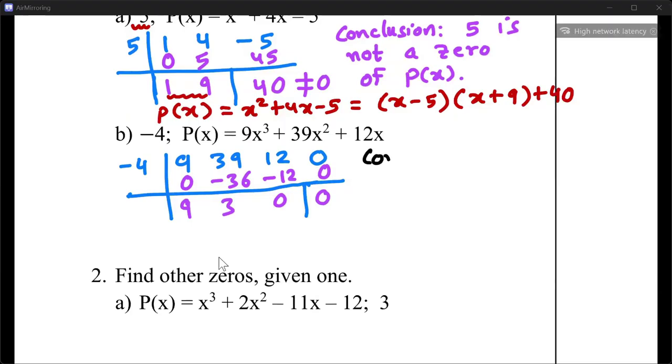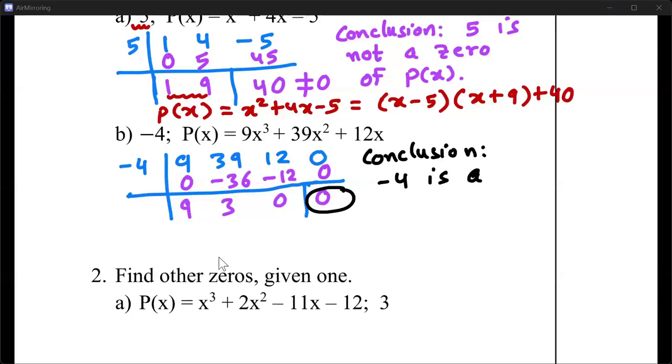First, our conclusion. Okay, before getting into other things, what the question is asking. The question is asking if that number is a 0 of the polynomial, and the remainder we get here is 0. Okay. So the conclusion is minus 4 is a 0 of p of x. And then you can write more strongly. I will write that in fact.